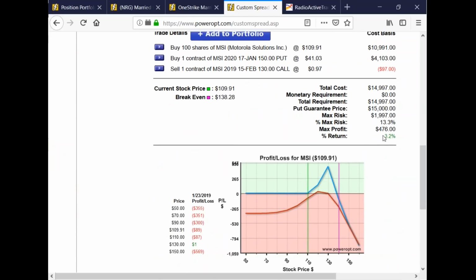Well, you've got a capped gain at 3.2% if and only if the stock's trading right at 130 at February expiration. You increase your risk in the upside in the initial direction you thought the stock was going to go from 7%, to 13.3%. Whereas if I created its structure properly, I'd have unlimited upside profit potential and only a risk of 7% to the downside.